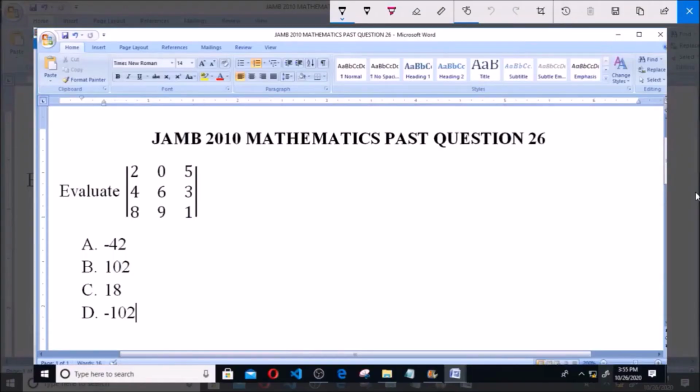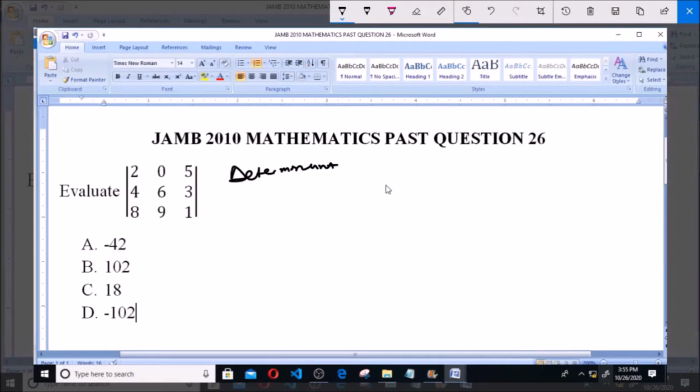I'll be answering JAMB 2010 Mathematics Past Question 26. Evaluate the given matrix, a 3 by 3 matrix. We have 2, 0, 5, 4, 6, 3, 8, 9, 1. Now we have to evaluate this matrix. Looking at it, we are asked to find the determinant of this matrix.